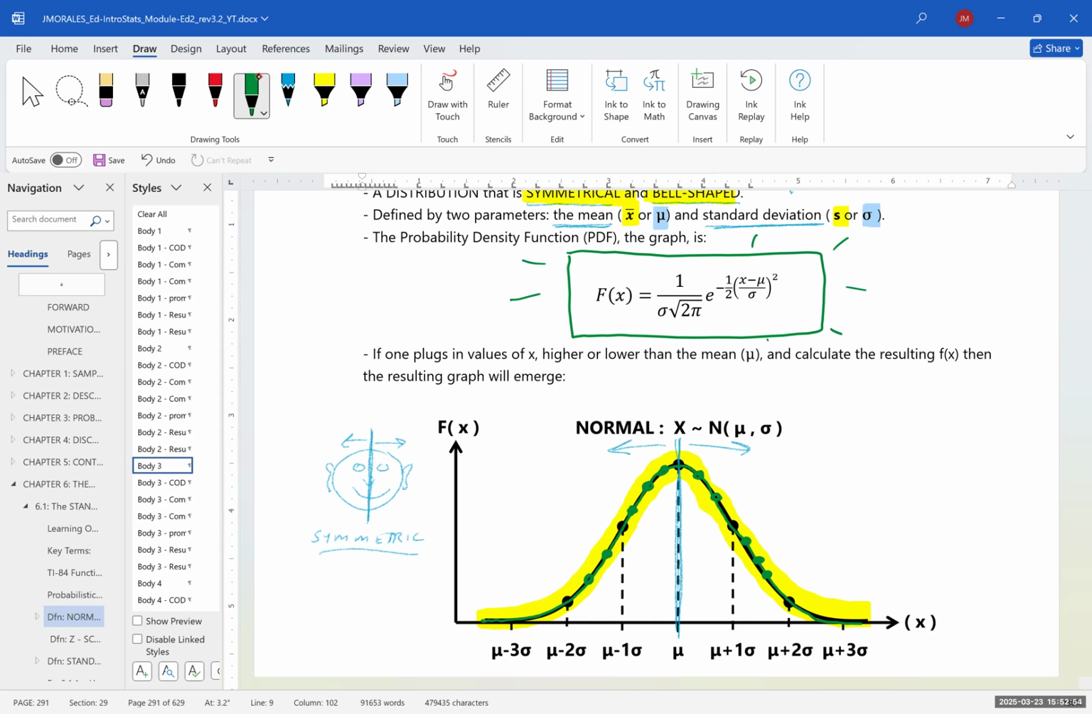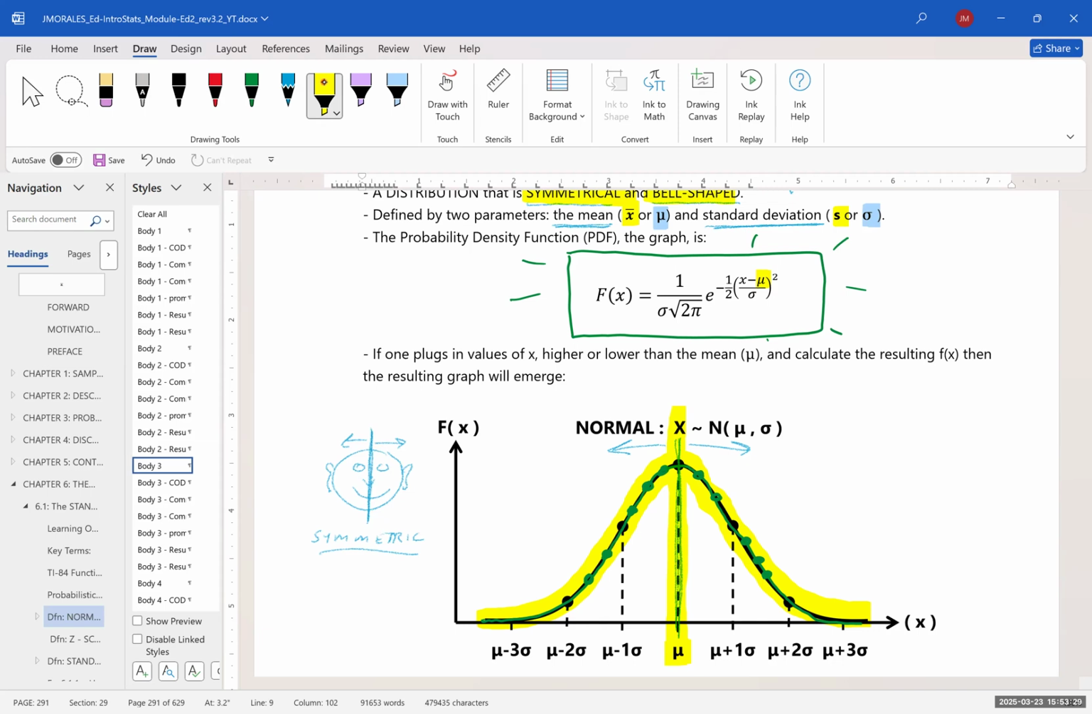Well, notice that when we look at this equation, it relates to components in the normal distribution graph. So for example, here we've got mu. And mu is the center of the normal distribution. Mu is actually on the line of symmetry for the normal distribution.